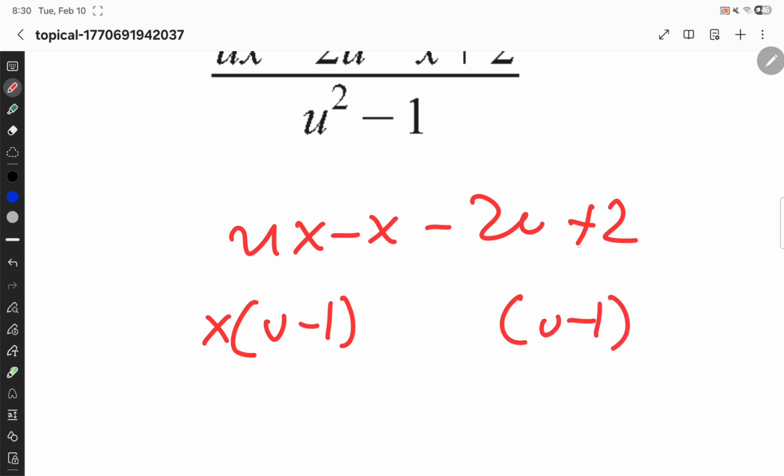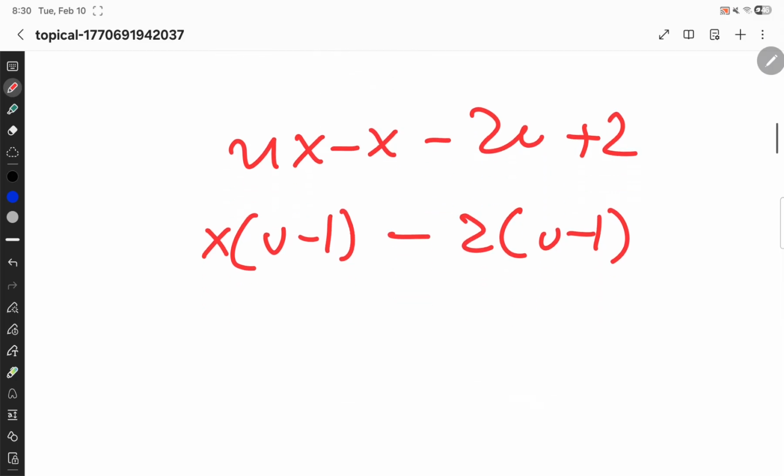We'll use a clue method. Here we have minus, but here we have plus. Okay, so we know we will have minus outside and 2 outside as well. So this is x minus 2 u minus 1, like so.